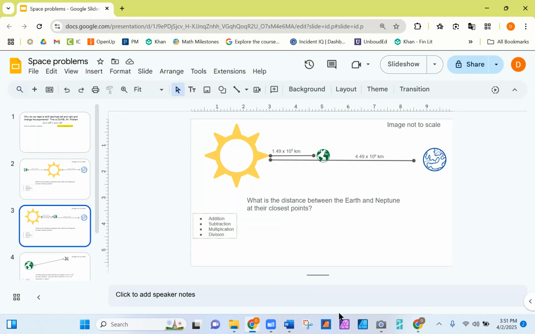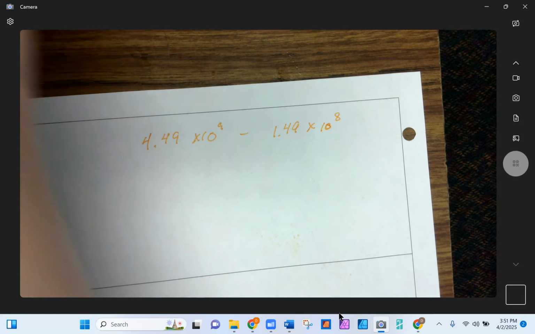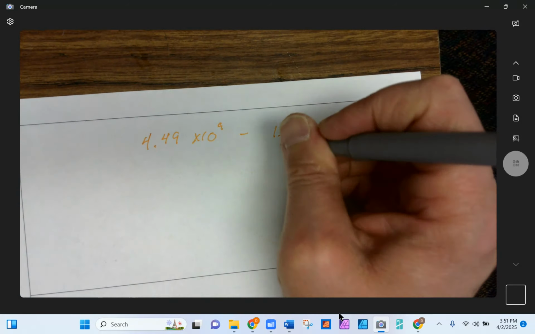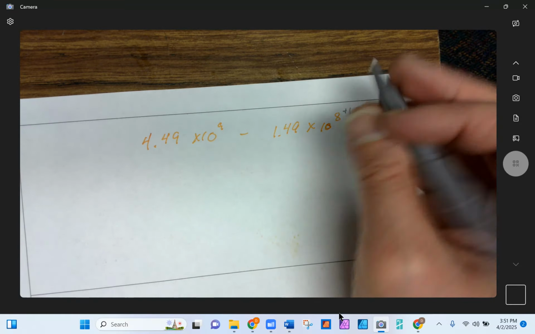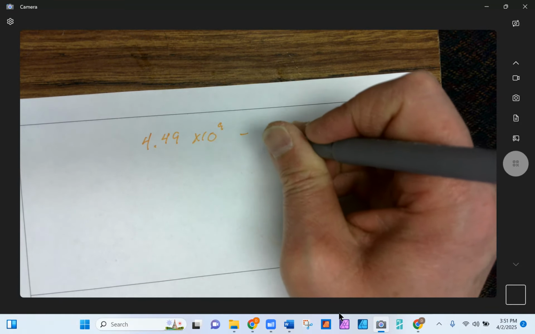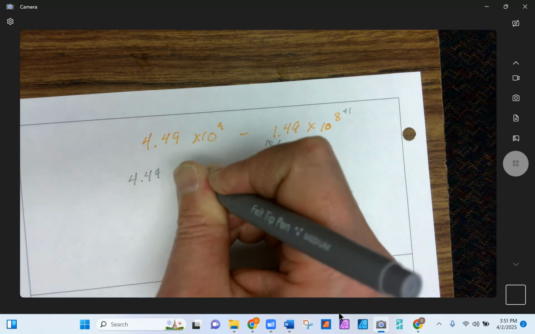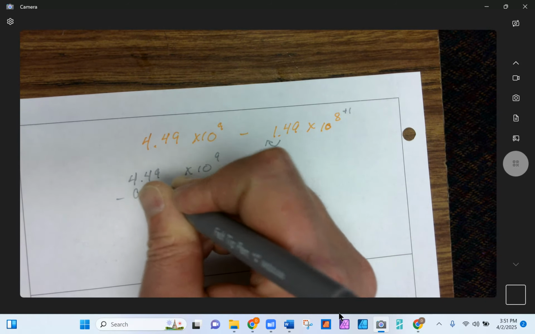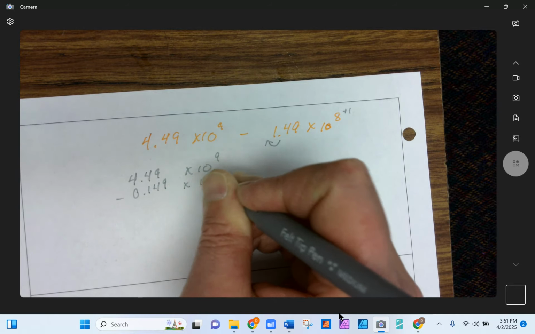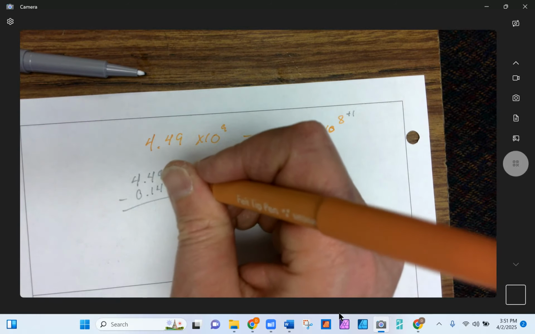If I were redoing this problem set, I would choose a different planet than Neptune for the second problem, because it's basically just going to be the exact same thing that we just did. But it's the same idea. We've got to match our exponents up here, and as I add 1 here, I've got to shift 1 to the left here. So this is going to give us 4.49 times 10 to the 9th minus 0.149 times 10 to the 9th. And then as we subtract, we've got to add a 0 here.